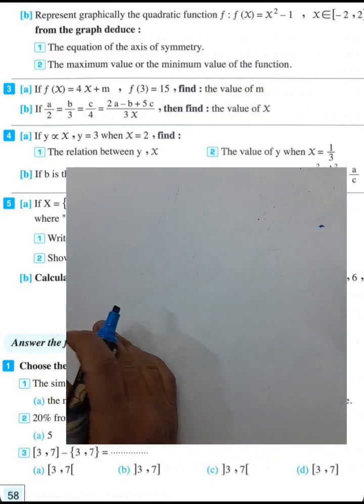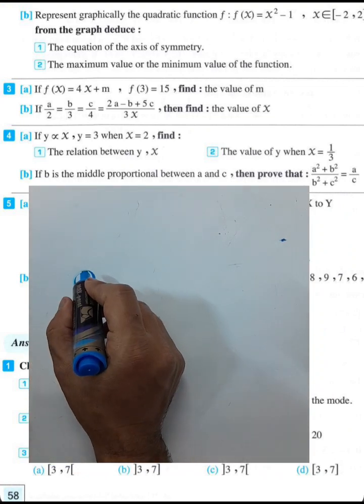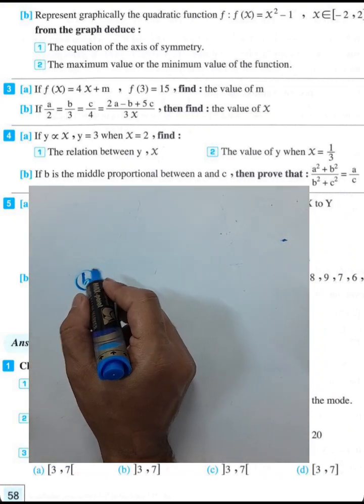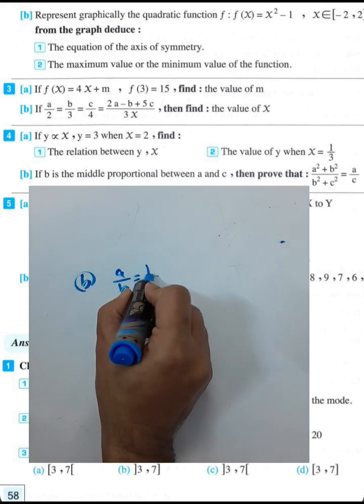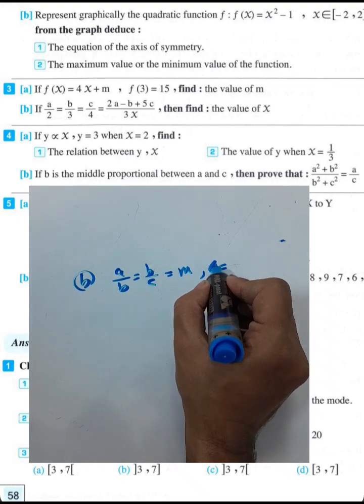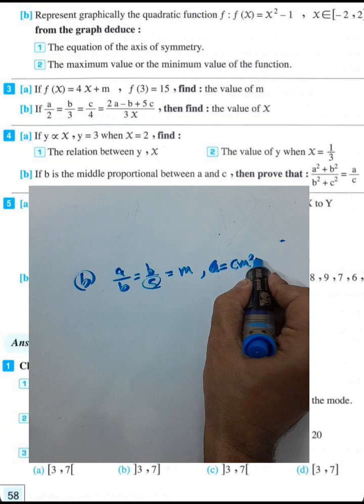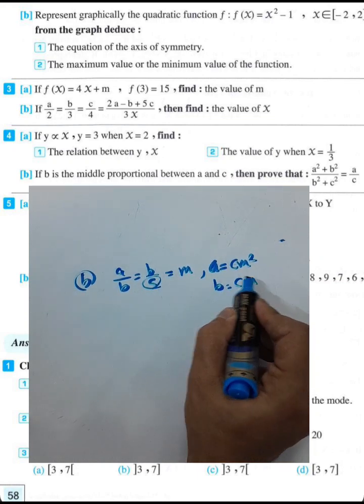Okay, next question, letter B. If b is the middle proportional between a and c, then write a over b equal b over c equal m constant, then a will be c m power 2 and b equal c m.